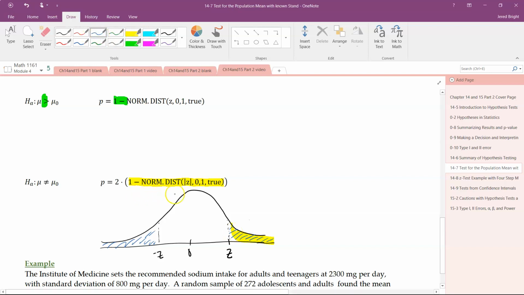So 1 minus norm.dist, and then I do the absolute value of z just in case z is negative, so I would move it over here and do that. If you want to set up a similar calculation for this one and then do twice that, hey, you'll get the same thing.